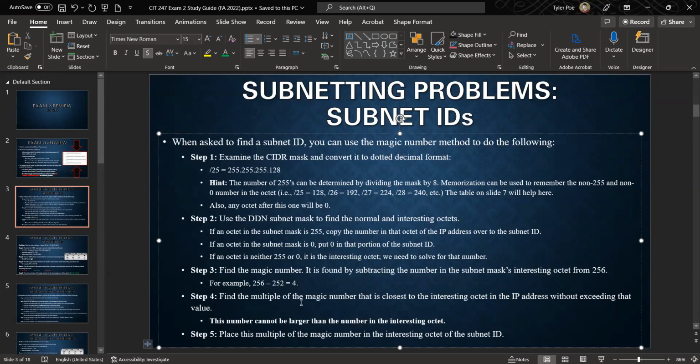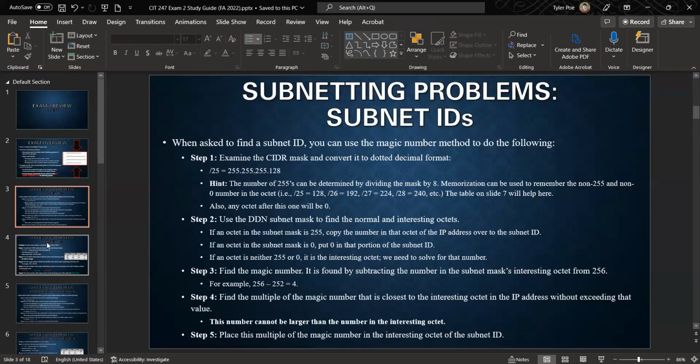So the next step is to find the multiple of the magic number that is closest to the interesting octet in the IP address without exceeding that value. Note that this number cannot be larger than the number in the interesting octet. It has to be a multiple of the magic number, like 4 times 1 is 4, 4 times 2 is 8, 4 times 3 is 12. It's doing that process and finding the multiple of the magic number that is closest to or equal to the interesting octet in the IP address without exceeding its value. We'll demonstrate that in the next slide. But finally, once you find that number, you just place it in the interesting octet of the subnet ID, and boom, that's what you get: the subnet ID.